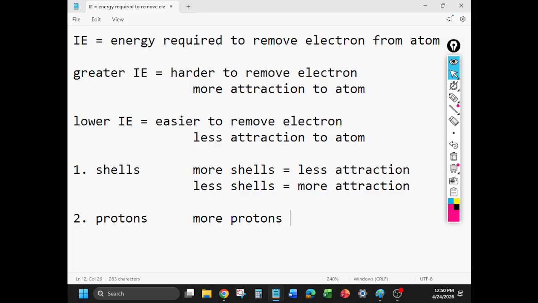Electrons and protons are attracted already. More protons is more positive energy, right? So if there are more protons, it's actually going to be more attraction, because there's more positive energy in the middle of the atom. It's going to pull the electrons more tightly.